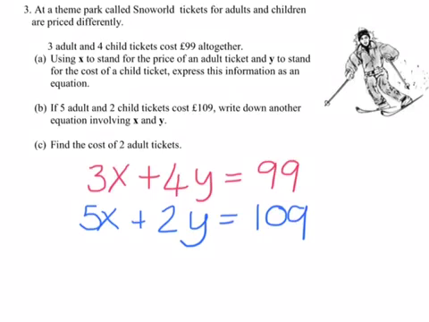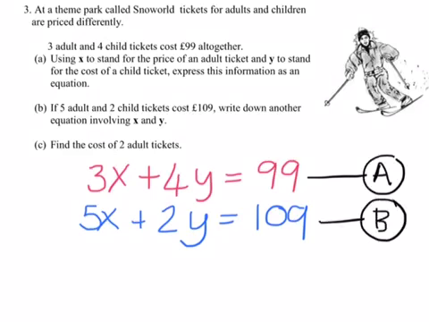So if we hadn't realised it already, we should realise by now that this is going to be a simultaneous equations question. Part C asks us to find the cost of 2 adult tickets. The adult tickets are represented by the letter x, so what we'd want to do is find x and then multiply it by 2 for 2 adults. So to make things simple and straightforward, we want to label each of our equations, so we'll call them A and B. What we want to do now is eliminate either the x's or the y's so that we can solve for x or y.